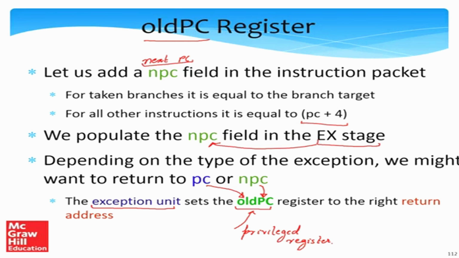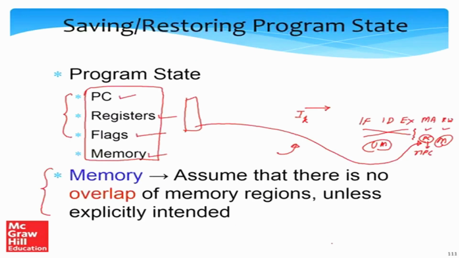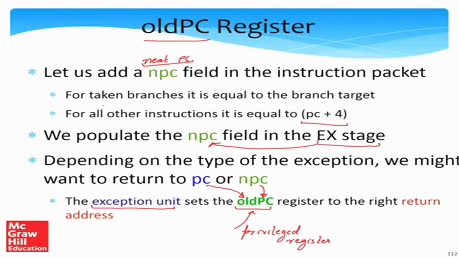Alright, so this will ensure that we can come back to exactly the same point at which we had left, right? So for the instruction that is marked over here, we can either redo this instruction or go to the next one if it's a branch, but at least we'll be able to save this information via the NPC field in the instruction packet and the old PC register, right?